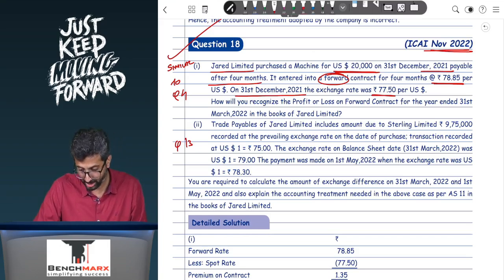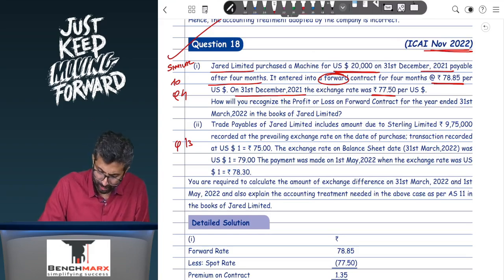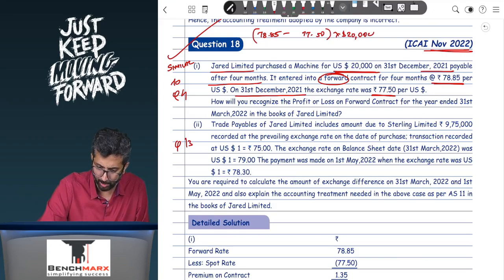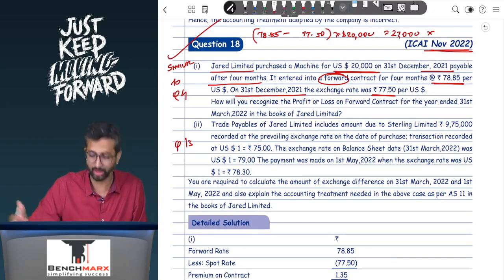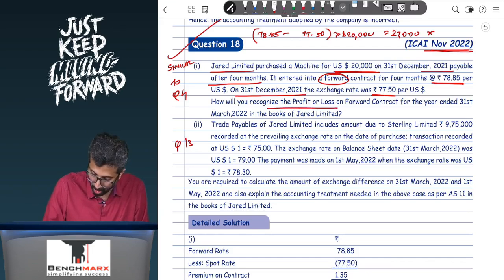You have to pay after 4 months, and this is for hedging, and hence, if you take the difference, we are agreeing to pay 78.85 for something which, when the payable was recorded, is worth 77.5. So you are agreeing to pay 1.35 more for $20,000, and hence $20,000 into 1.35 will possibly be 27,000, which is your premium. This premium will be recorded over 4 months, out of which 3 months are in the current year, 1 month is in the next year. How will you recognize the forward premium for the year ended March? Into 3 by 4, you will get around 20,250, which will be recorded in the profit and loss account for the year 21-22.